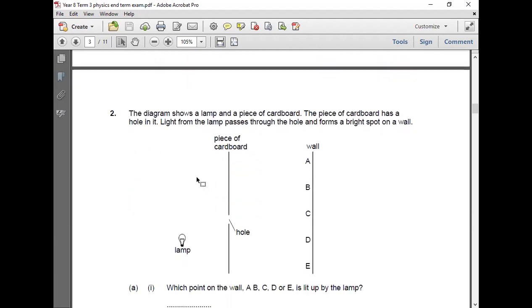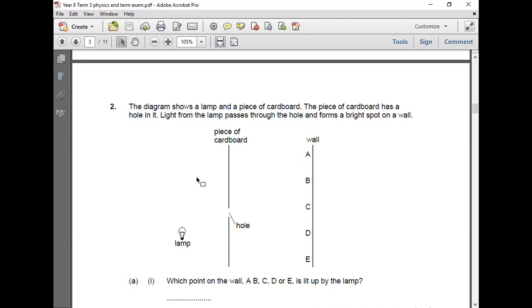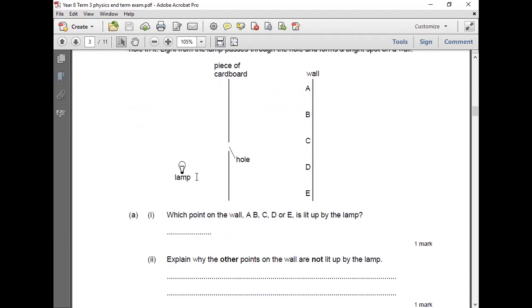Question number 2, you have a diagram which shows a lamp and a piece of cardboard. The piece of cardboard has a hole in it. Light from the lamp passes through the hole and forms a bright spot on the wall. So the question is, which point on the wall, A, B, C, D, or E, is lit up by the lamp? If you remember the properties of light, you can answer this question easily.